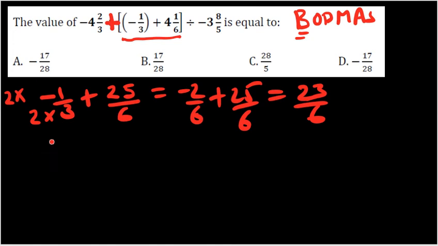Done. Now the whole fraction will be, again let's change this mixed fraction. 4 times 3, 12, plus 2, 14. 14/3, but the negative remains, don't forget it.